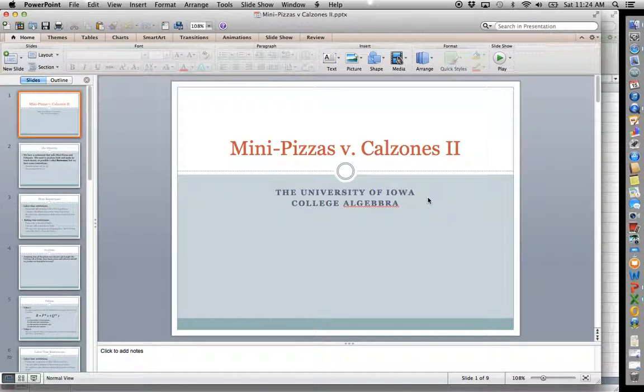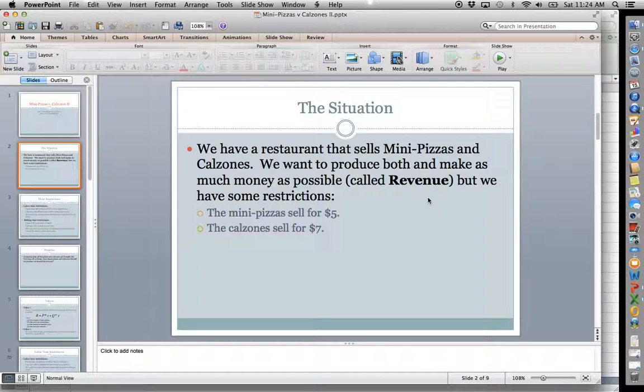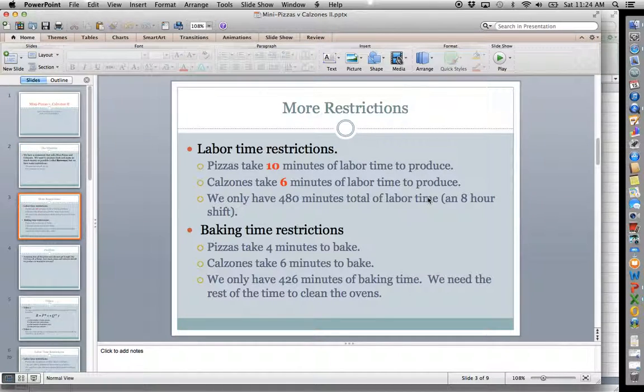So here is the original PowerPoint that I gave you. We know that we have this restaurant, we sell pizzas for 5, calzones for 7. We want to maximize the revenue, but we've got some restrictions. Now I highlighted the 10 and the 6 because in the last video I had these numbers reversed, and that was a mistake. The pizzas take 10 minutes of labor to produce, a little bit longer than the calzones, which take 6. The baking time restrictions are the same.